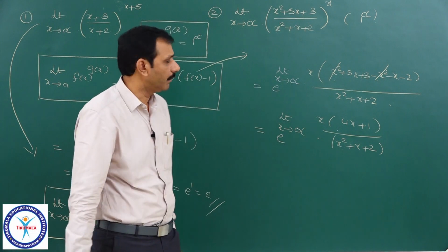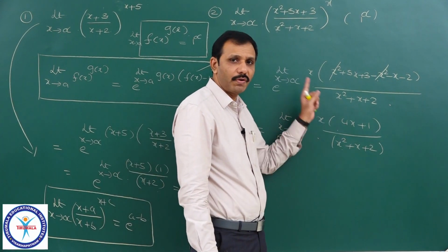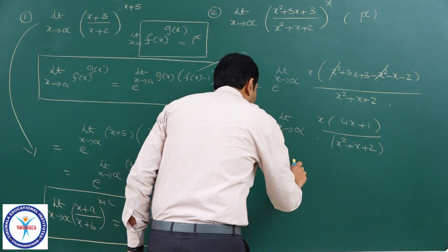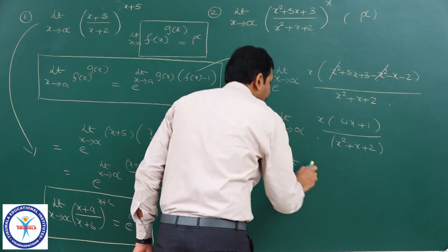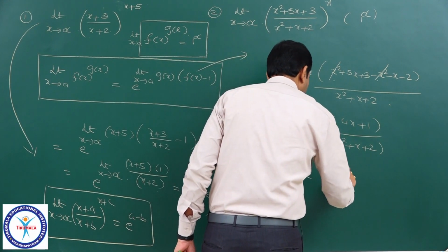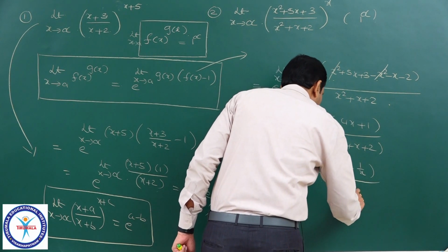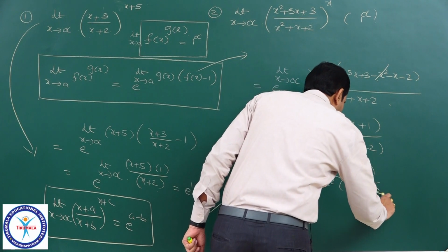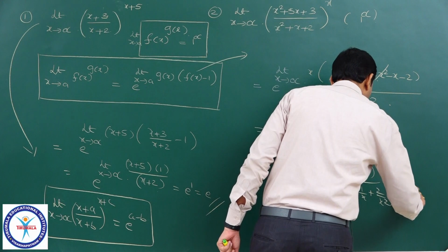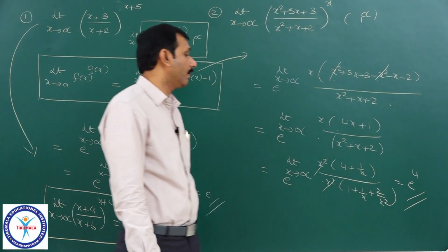As x tends to infinity, degree of numerator 2, denominator also 2, therefore it is a finite value you will get. It is equal to e power limit x tends to infinity. I will take x square common, it will become x square into (4 plus 1 by x) by x square common (1 plus 1 by x plus 2 by x square), x square cancel. It is equal to e power (4 plus 0) by (1 plus 0), e power 4 will be the answer.